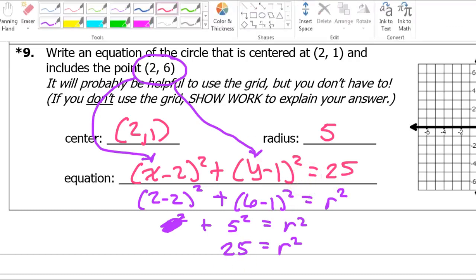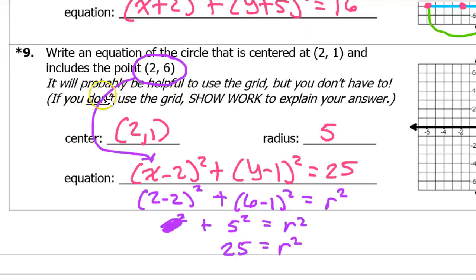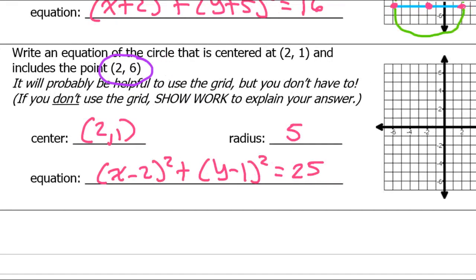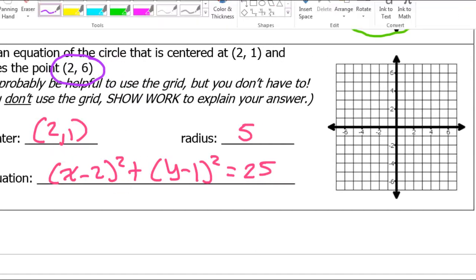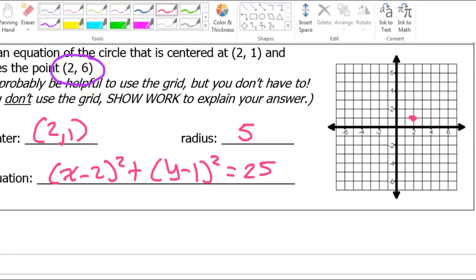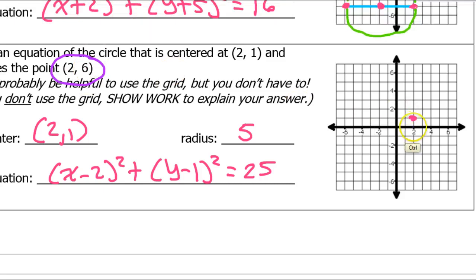Now, to me, that's the easiest way to do it. Here's another way you could do it. All right, if you're not comfortable with that whole plugging in the point to find the radius squared, I guess that does confuse some students. I could make the graph. So the center is the point 2 comma 1. Okay, so here's the center. Now, the point 2 comma 6 is a point on the circle. Okay? So 2 comma 6 is right here. It's on the circle.